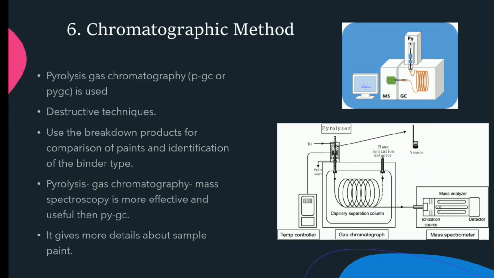Chromatographic methods, pyrolysis and gas chromatography are used. They are destructive techniques, so they should only be performed when we have sufficient sample. They are used on the breakdown products for comparison of paint and identification of the binder type. Pyrolysis gas chromatography and mass spectroscopy are more effective than usual gas chromatography. It gives more detail about the sample of the paint.